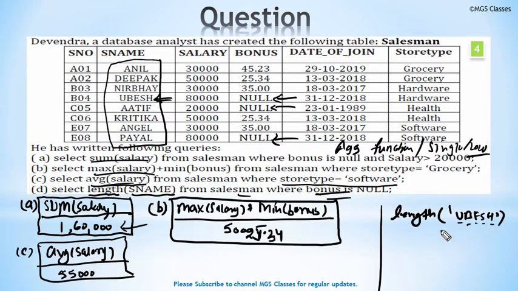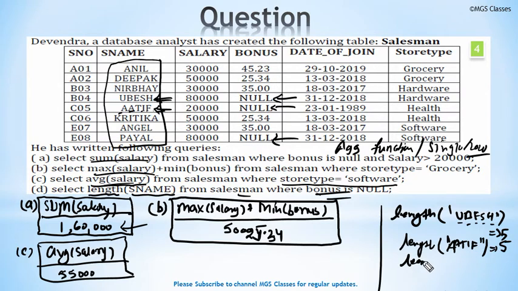So 1 2 3 4 5. For the length function applied on ubase, the output will be 5. Similarly, the length function will be applied on atif. When we apply the length function on AATIF, it also has 5 characters, 1 2 3 4 5. So the output will be 5.